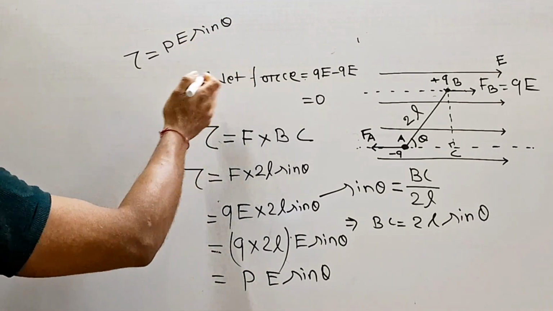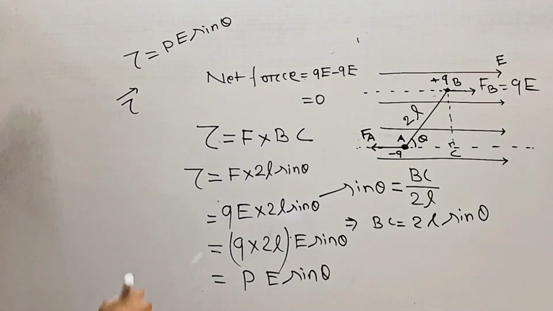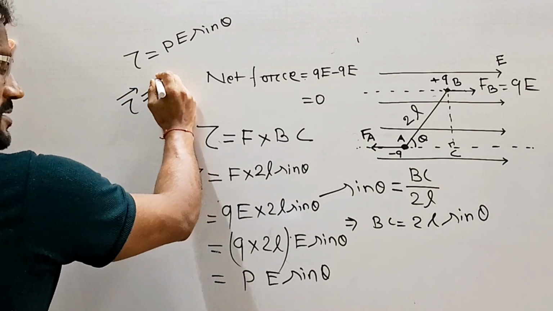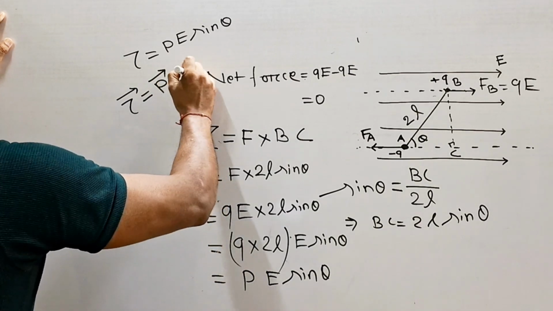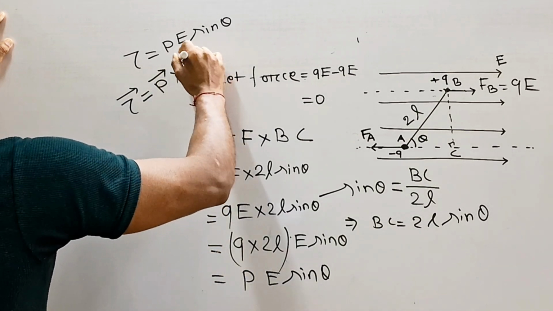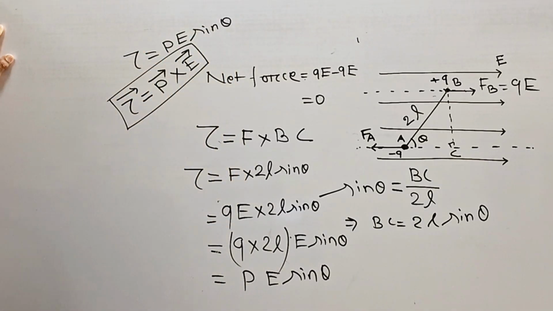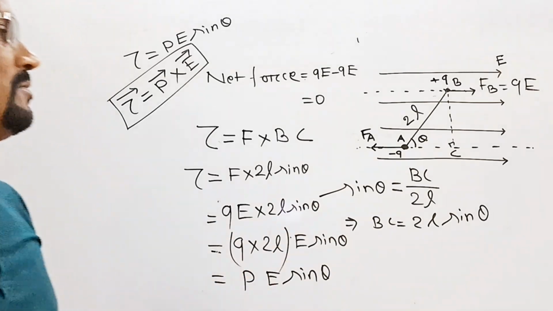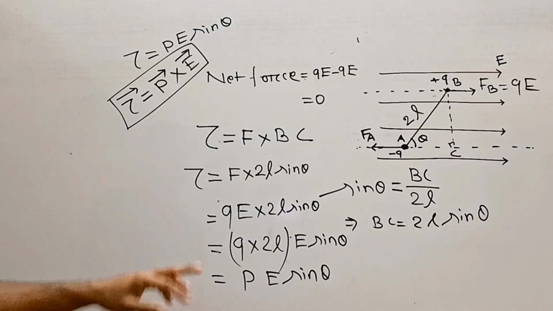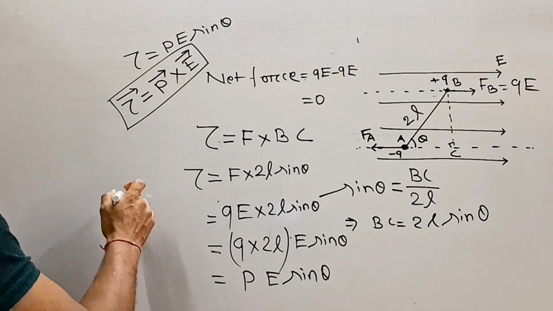And this in vector form, as torque is a vector quantity, in vector form you can write, that is the dipole moment P cross product with the electric field E. This is the expression for torque whenever an electric dipole is kept in a uniform electric field. And how to find the direction? It is simple, the cross product of vectors.